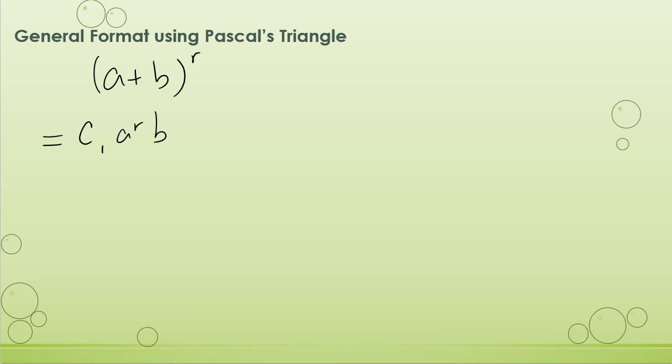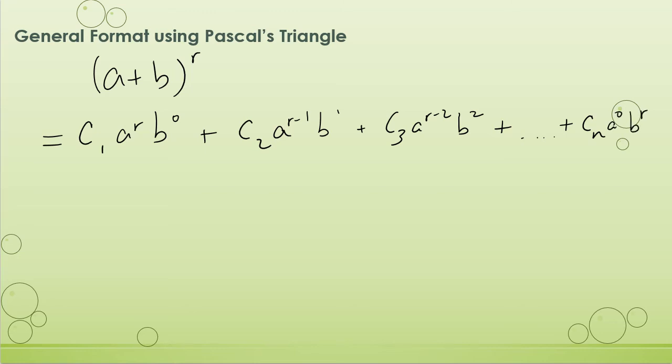c1 a to the r b to the 0. And again, don't worry about the letters. I'll talk about them in a second. This is just giving you the general formula. C2, a to the r minus 1, b to the 1, plus C3, a to the r minus 2, then b squared, plus dot dot dot, plus Cn a to the 0, b to the r.